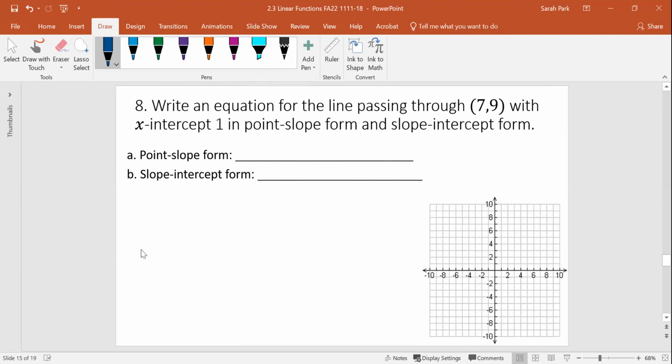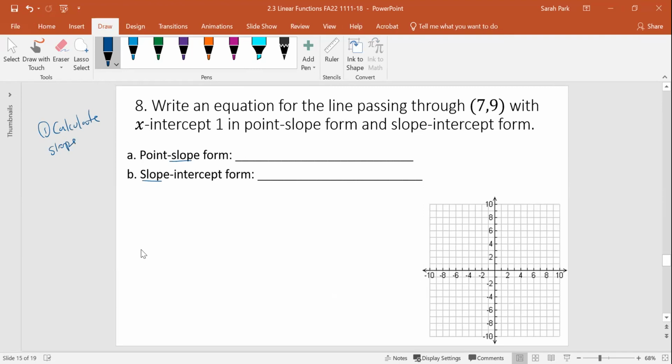For both of these, we need the slope, right? Point slope form needs the slope, and slope-intercept form also needs the slope. So we need to calculate the slope first. Let's calculate the slope. How will we calculate the slope when we don't know the slope?